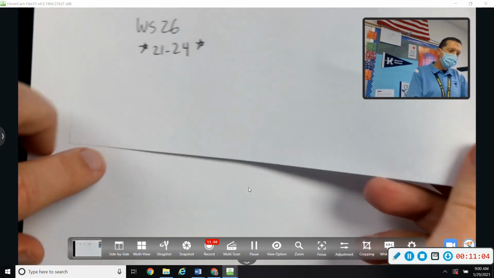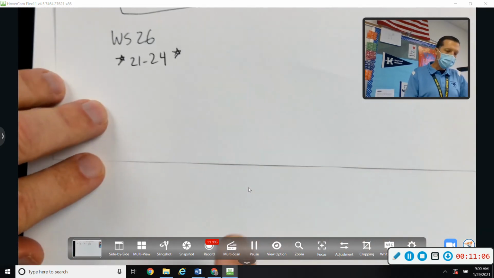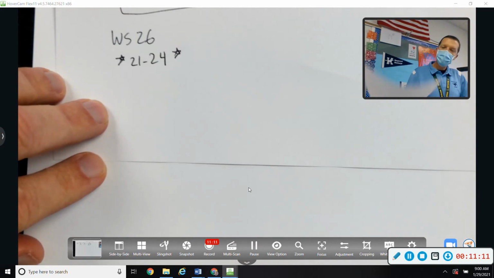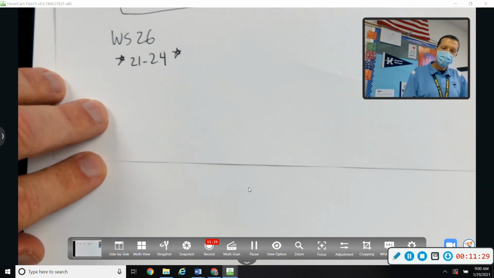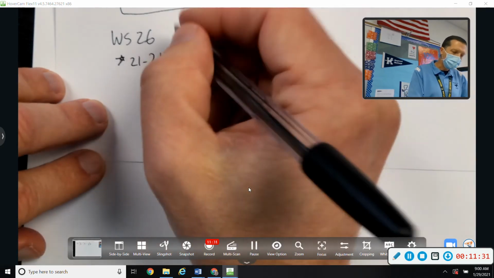So the first 20 on worksheet 26 are pretty similar to the ones that you did from page 301. Very straightforward u substitution problems. Most of them, there's one of them that's nearly identical, but most of them are pretty straightforward in terms of picking u. Then you get to 21, and things get a little bit weird.